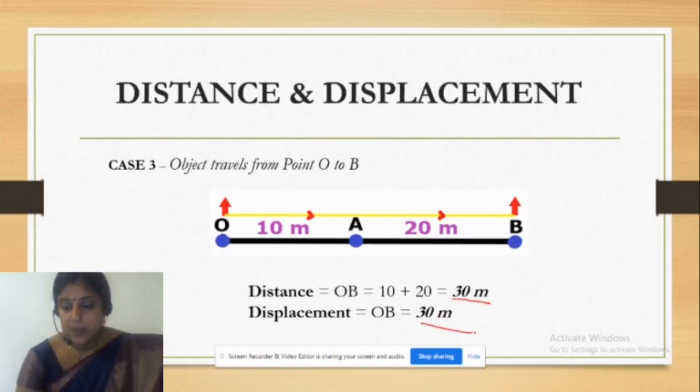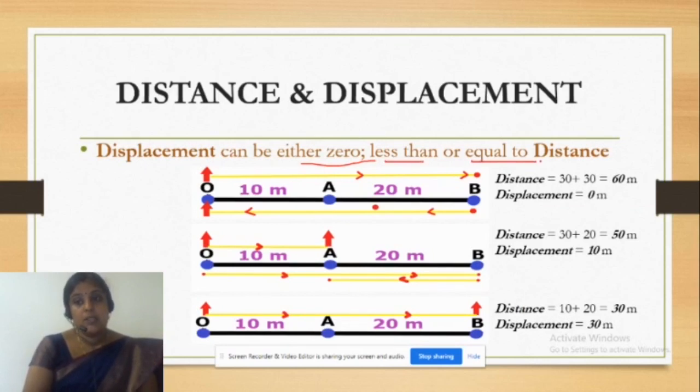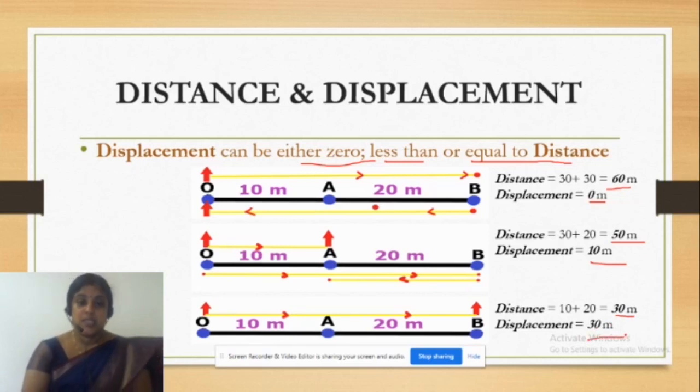Is that clear, students? So from these three cases, we can say that displacement can be either 0, less than, or equal to distance. In the first case, the distance was 60 meters and displacement was 0 meters. In the second case, the distance was 50 meters and the displacement was 10 meters, so the displacement is less than distance. In the third case, distance is equal to displacement. So we can say displacement can be either 0, less than, or equal to distance. Is that clear, students?